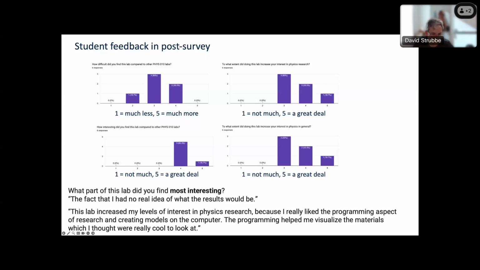I asked them what part of the lab you find most interesting, and one of them said, the fact that I had no real idea of what the results would be, which is, of course, the nature of research. And one of them said that they liked programming and creating models on the computer, as well as that they thought the visualization of the materials was cool. And so that's one of the things we'll look more at in a moment. And I've always thought this too, so I'm glad that they agreed with that.